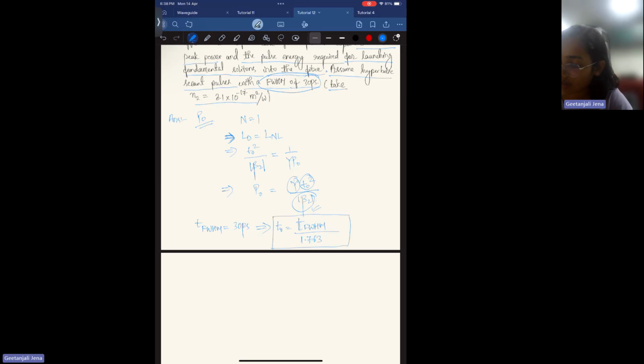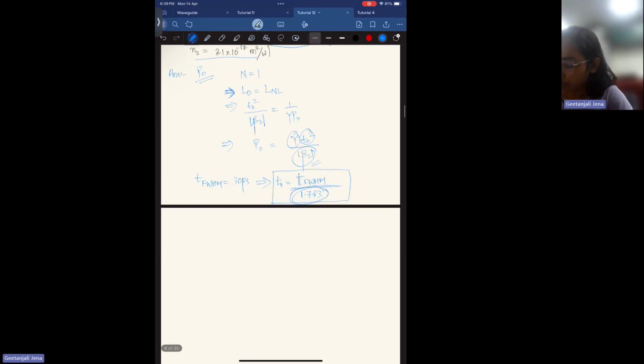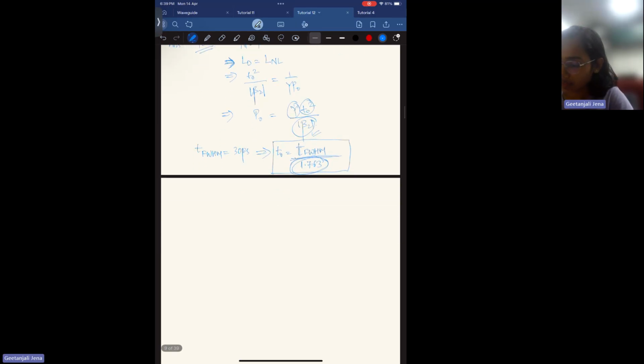So when we have a Gaussian pulse, then this factor is different. This will be 1.665. But when we have a second pulse, then this is 1.763. So please be careful whenever you are finding the pulse width for a different type of pulse, while taking the constant in the denominator. Okay, so for this question, it says second pulse.